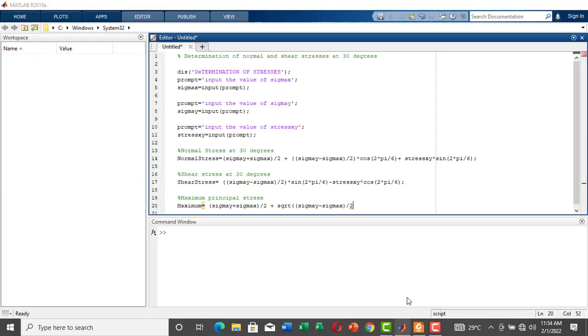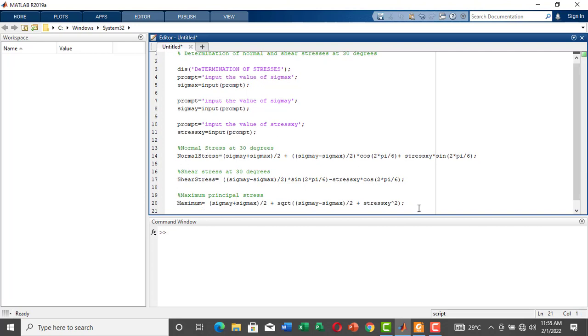So that's plus tau xy squared. So you have another parenthesis. So that is all for that. Then close your parenthesis. So you close that. So the next thing is to do what?